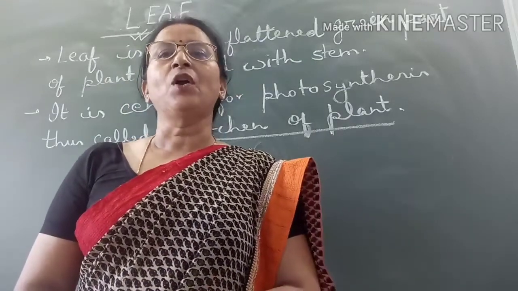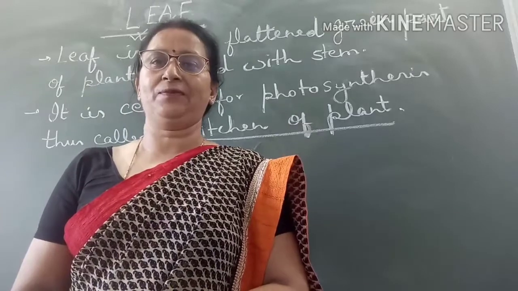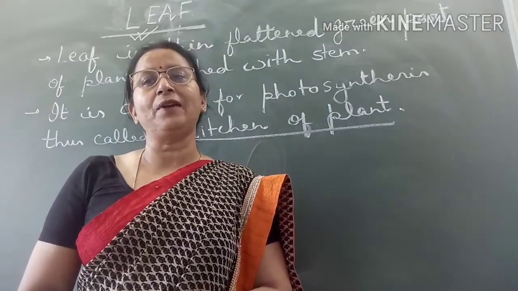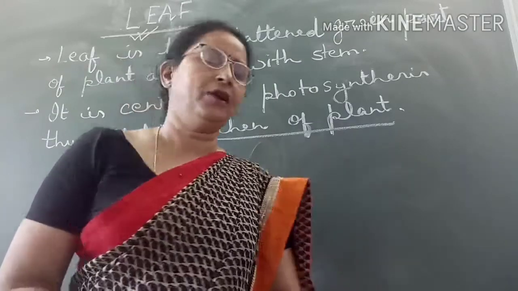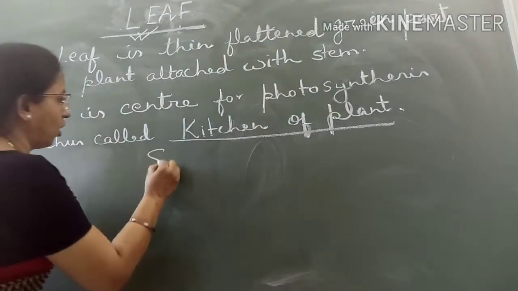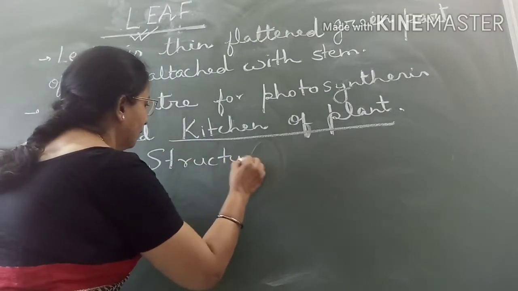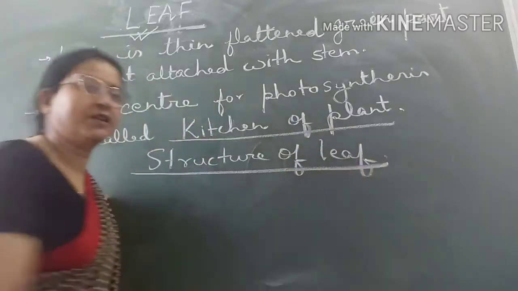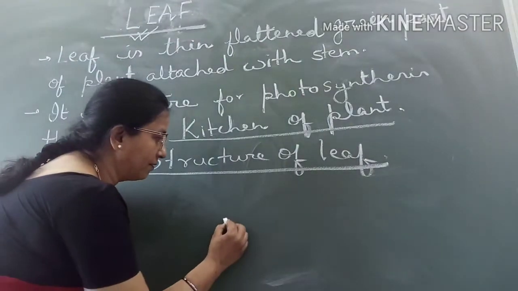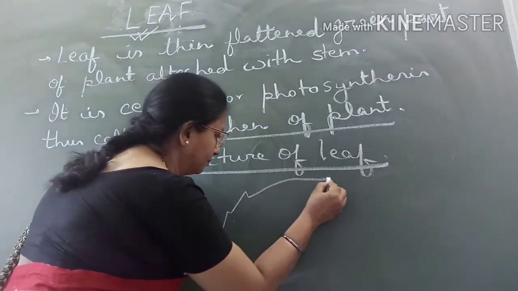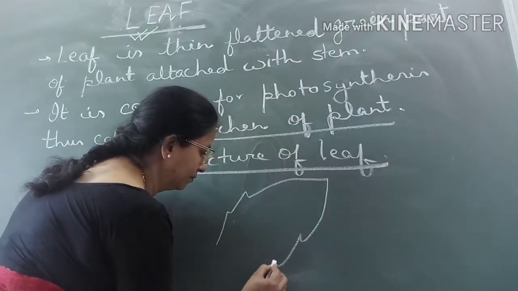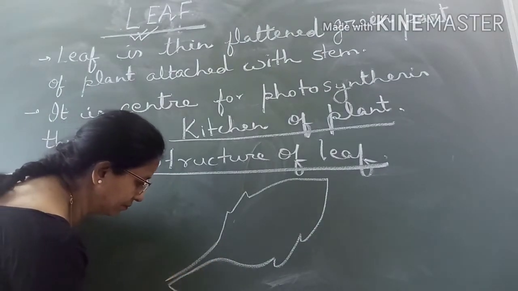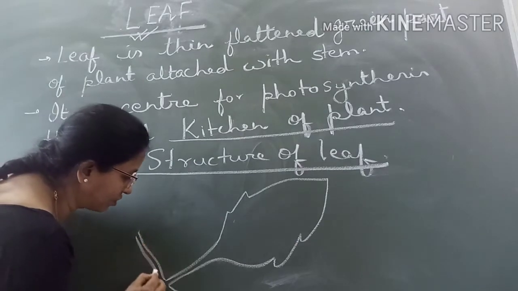Now you will see what the structure of a leaf is. After that you will see what the function of the leaf is and the modification of the leaf. First, you will see here the structure of the leaf. When you see the structure of a leaf, you will find this type of structure. This is the structure of the leaf.